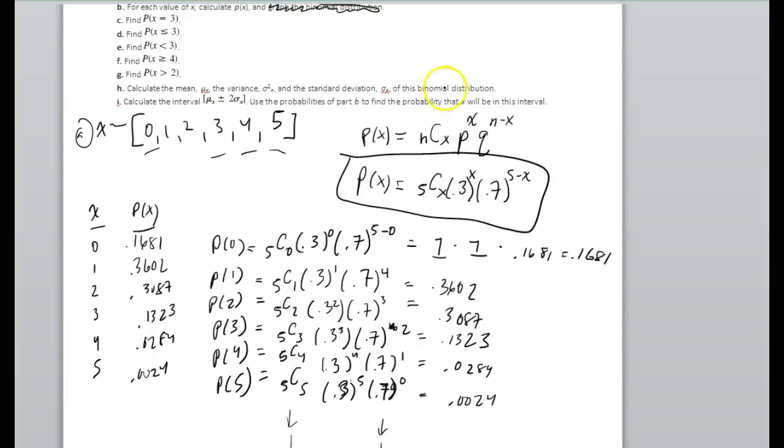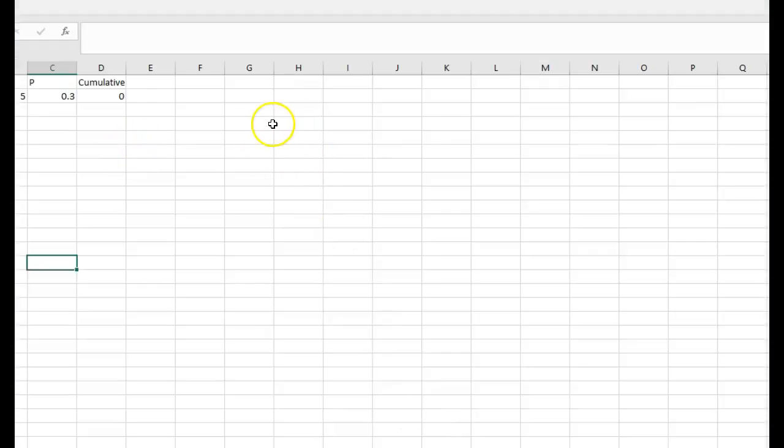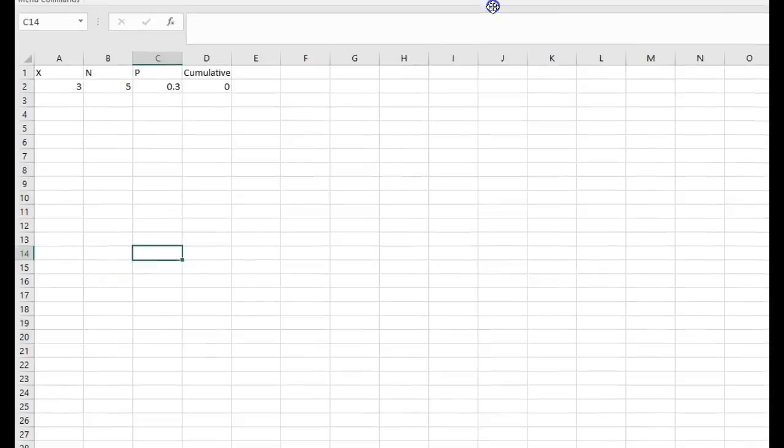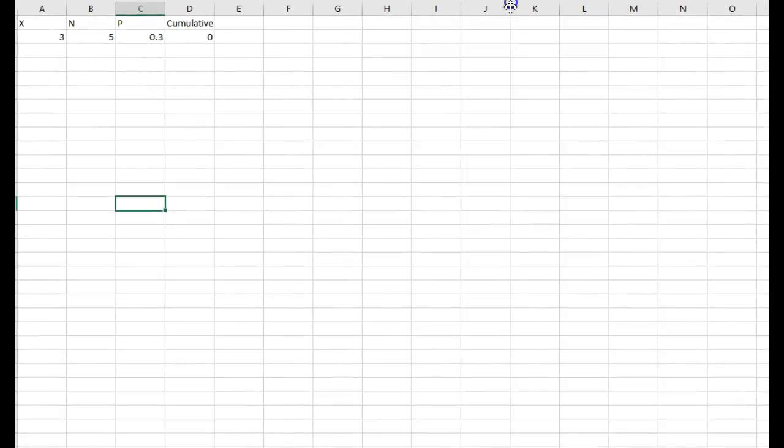I guess I'll show you another way to do it. You can also use Excel. So for Excel, I set up just some columns here.